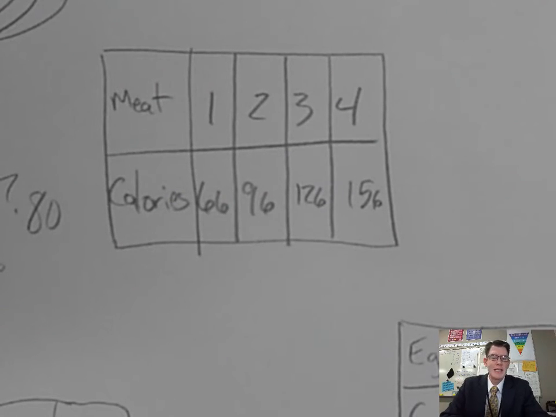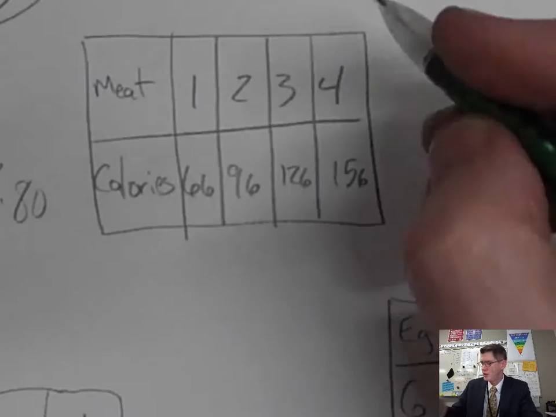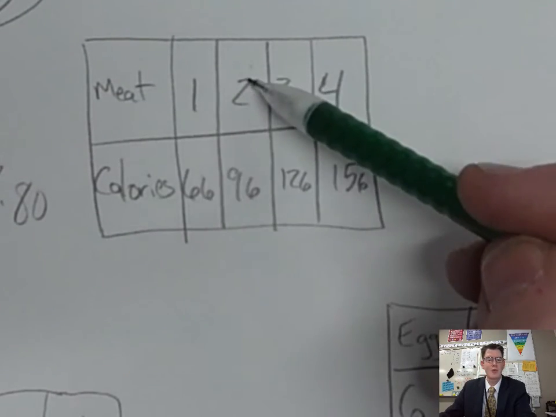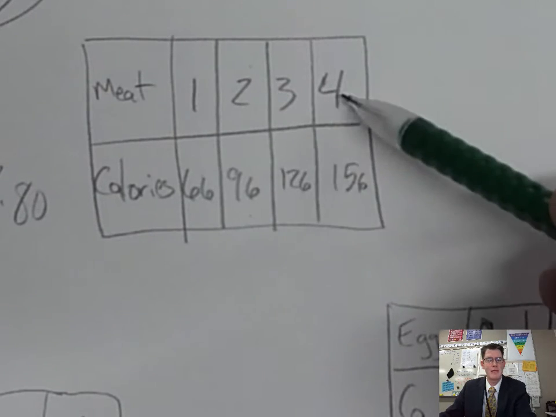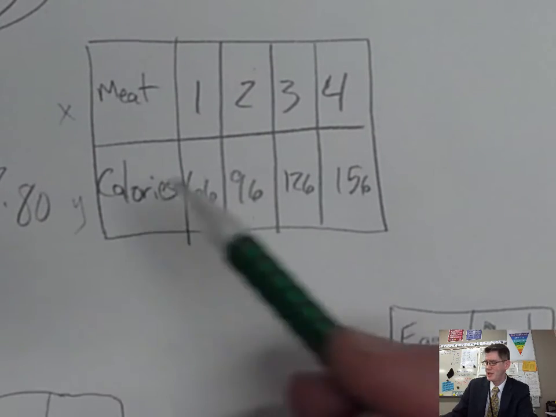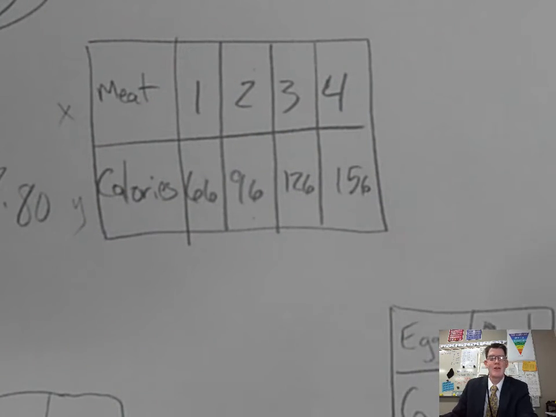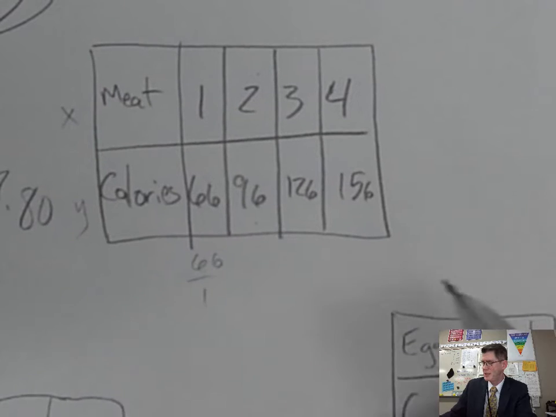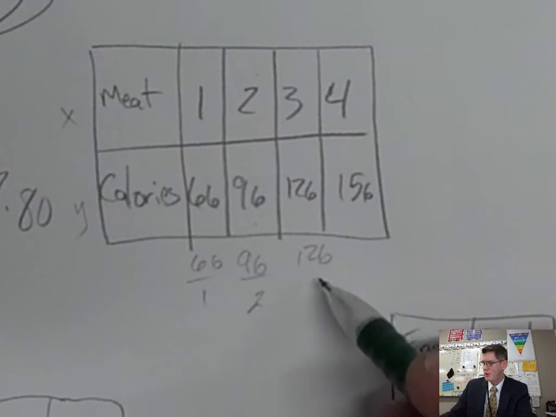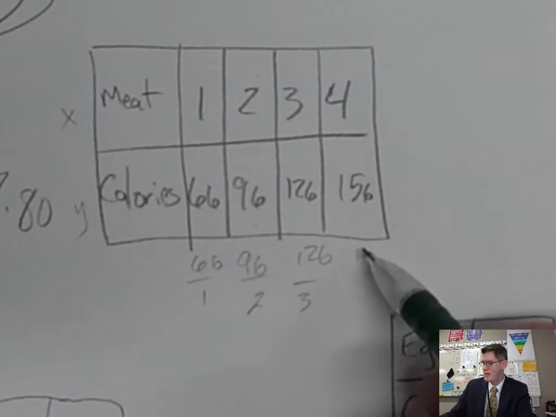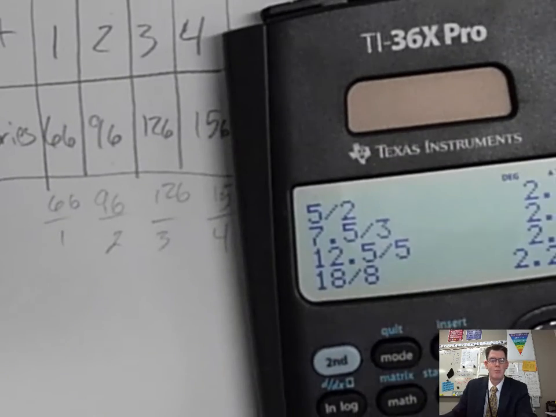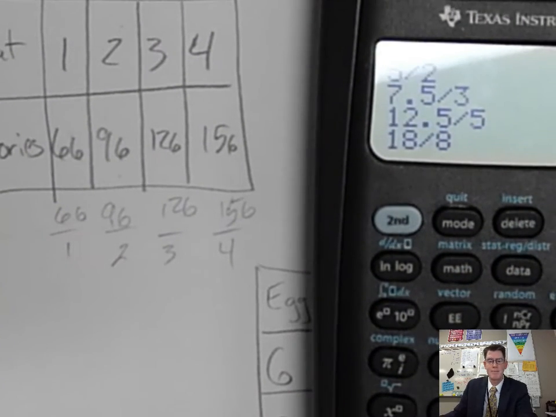What if I give you these slices of meat and I ask, are they proportionally related? If I have 1 of them, will 2 of them be that, and 3 of them be this, and 4 of them be this? When they don't tell you, y is usually the second number. Again, you can divide in any order, but on this one, I'm going to do 66 divided by 1, 96 divided by 2, 126 divided by 3, and 156 divided by 4. So are those proportional? Do I get the same number each time?